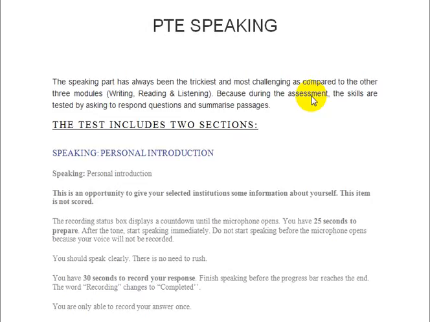The recording status box displays a countdown until the microphone opens. You have 25 seconds to prepare. After the tone, start speaking immediately. Do not start speaking before the microphone opens because your voice may not be recorded. You should speak clearly. There is no need to rush. You have 30 seconds to record your response. Finish speaking before the progress bar reaches the end. The word recording changes to completed.